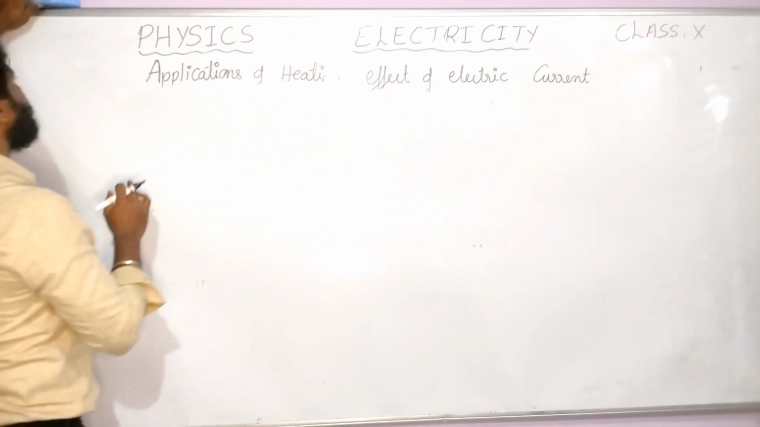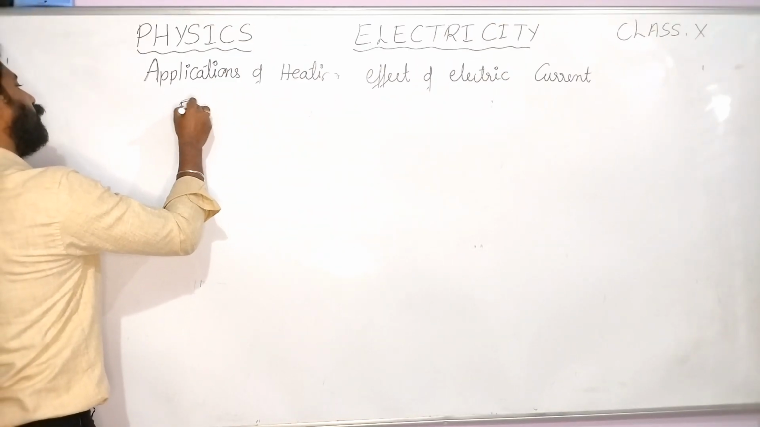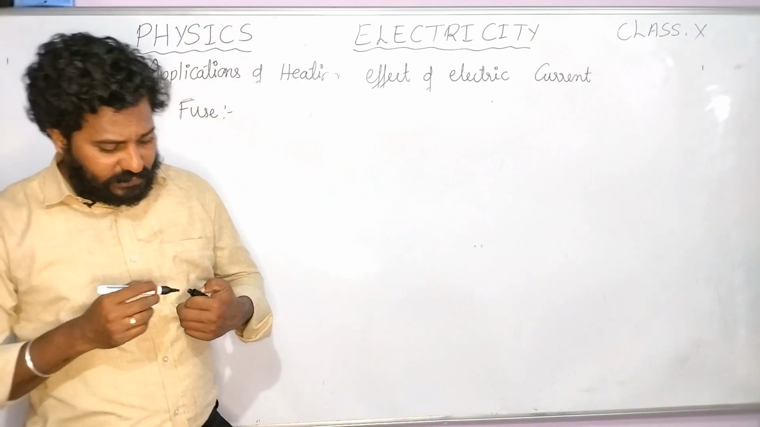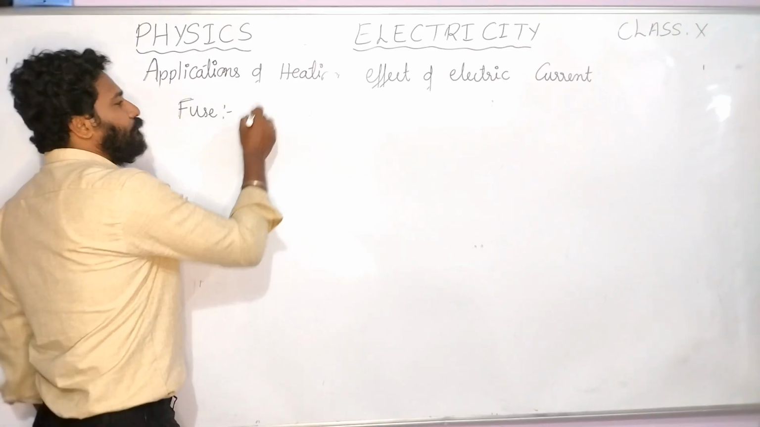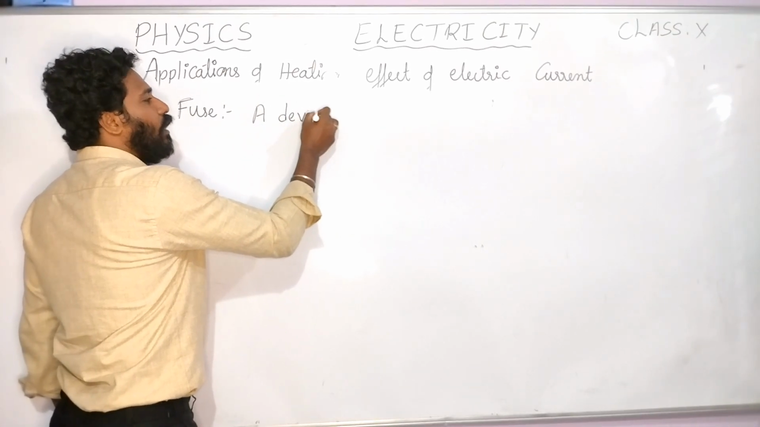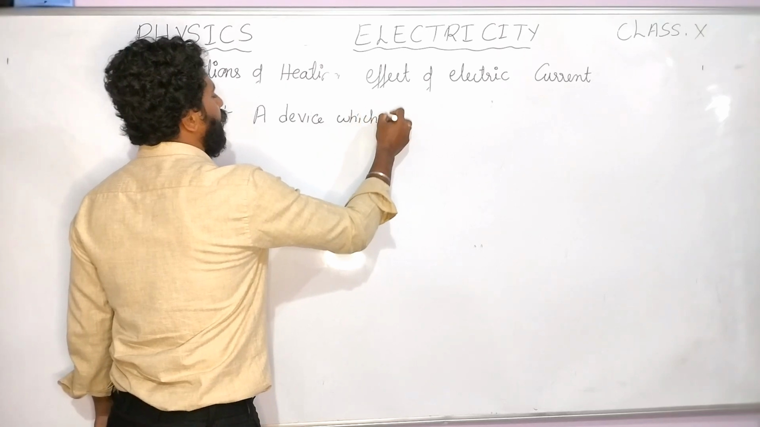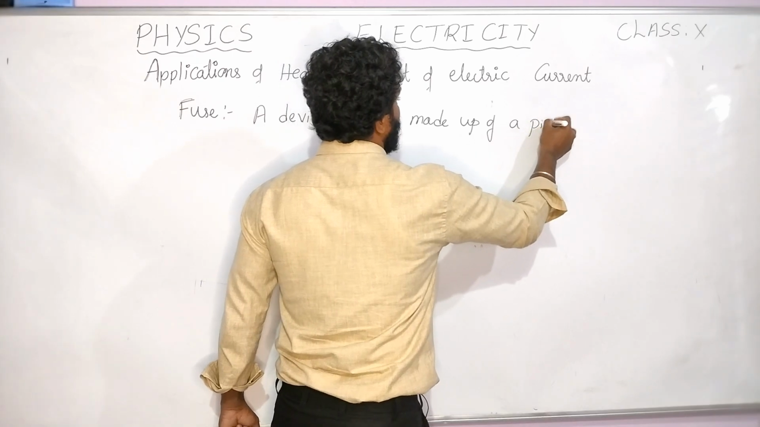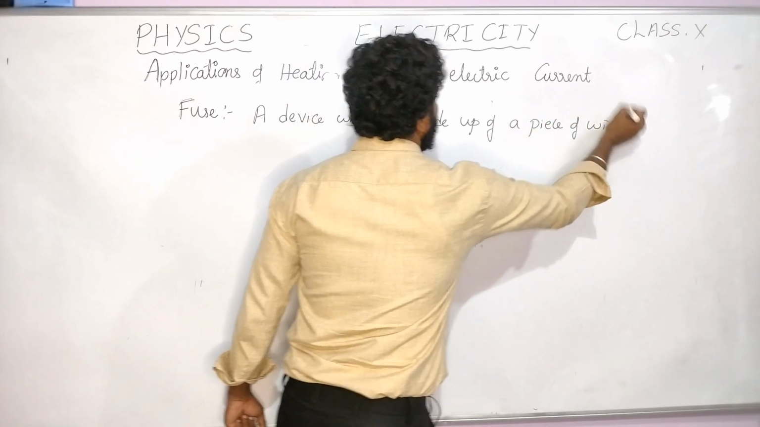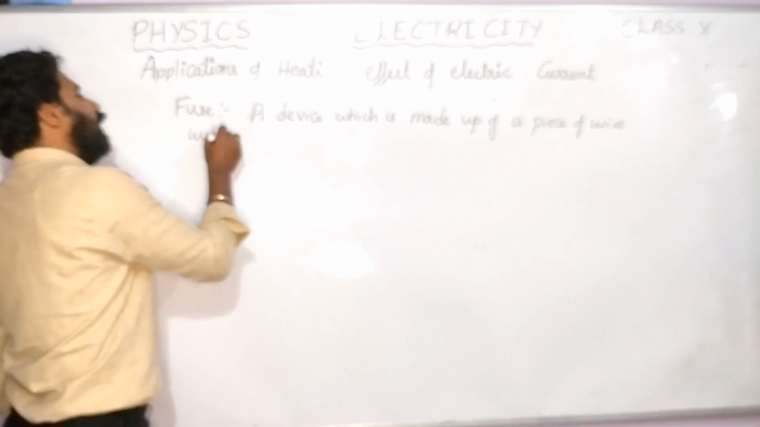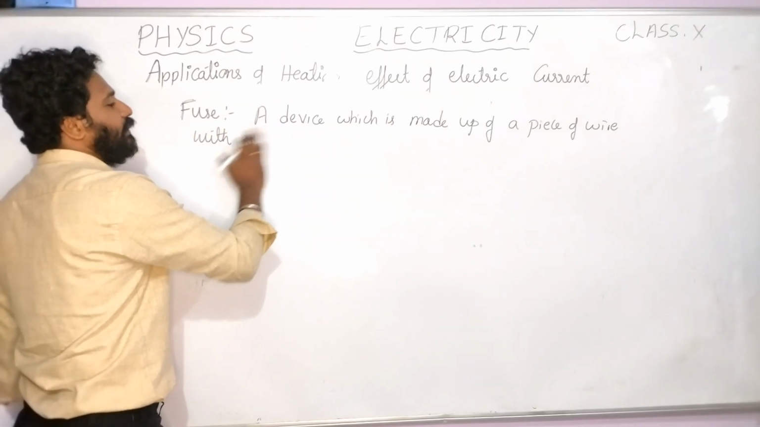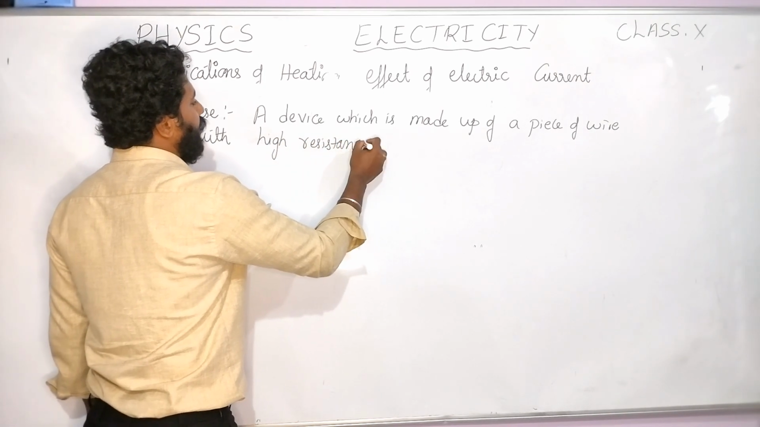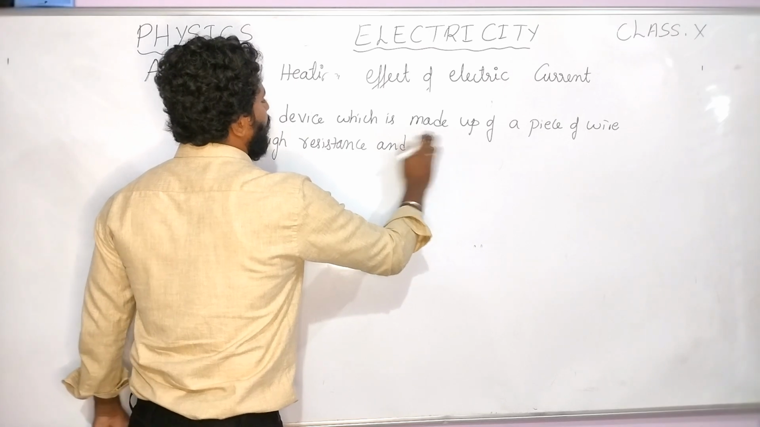The next thing is we will use it in the fuse. Then what is a fuse? A device which is made up of a piece of wire with high resistance and low melting point.